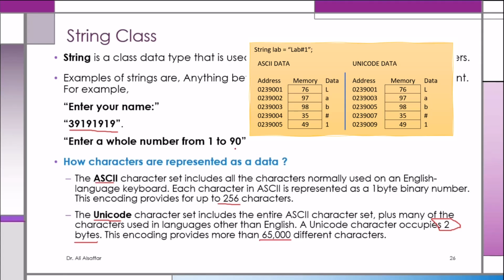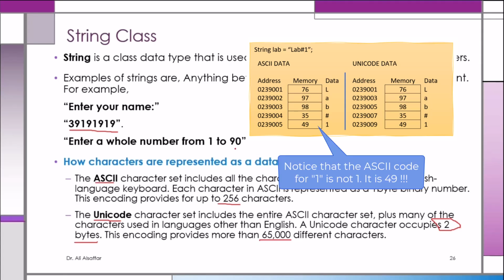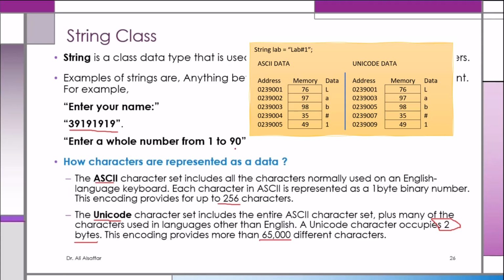However, if each character is represented by Unicode, which is the table on the right-hand side, see the addresses for each character. They are jumping by 2. So the first letter, which is L, which has the same Unicode as the ASCII code, which is 76, is saved at address 0239001. But the next character, which is A, and its Unicode is also the same as the ASCII code, which is 97, is saved at address 0239003. So the first letter is taking 2 bytes in the memory, at 1 and at 2, and the next character, which is A, takes the addresses 3 and 4, and the next character, which is B, takes the addresses 5 and 6, and so on.